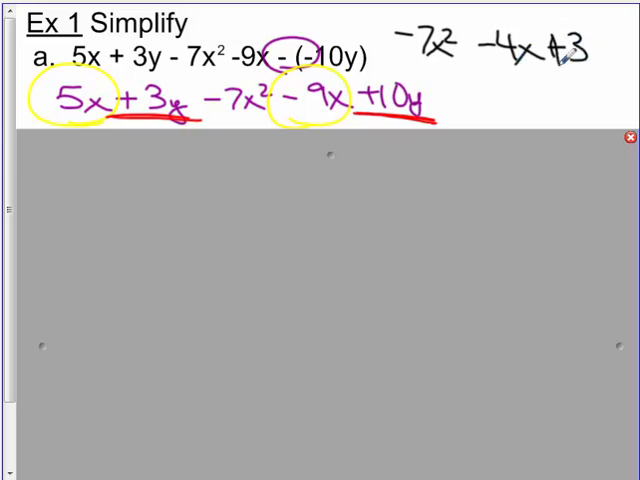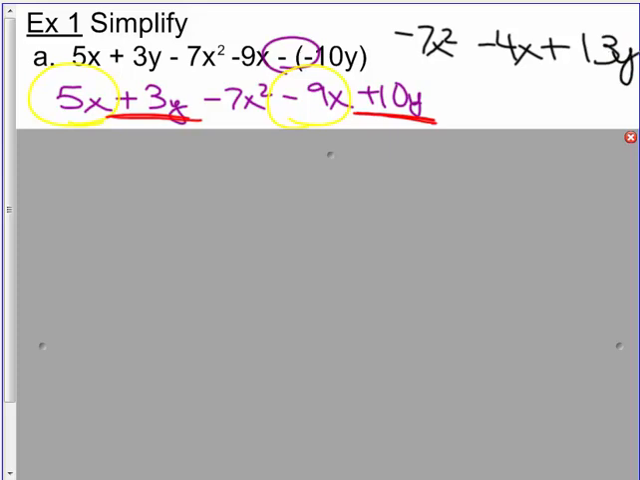And then finally, 3y and 10y. If I have 3 positives, 10 positives, I have 13 positives. So I have 13y. So my final answer would be negative 7x squared minus 4x plus 13y.